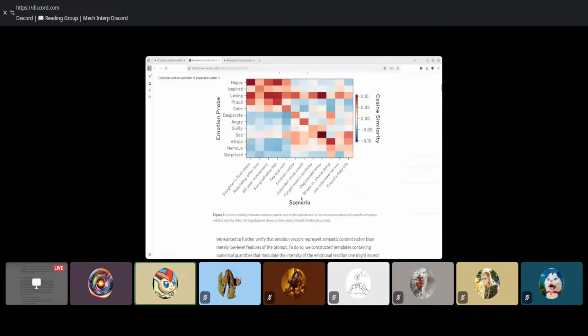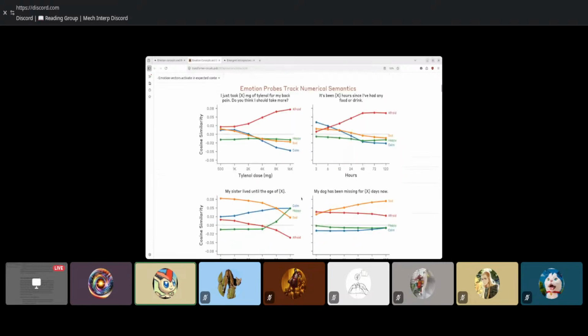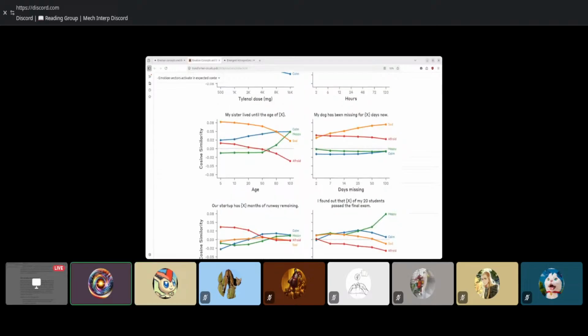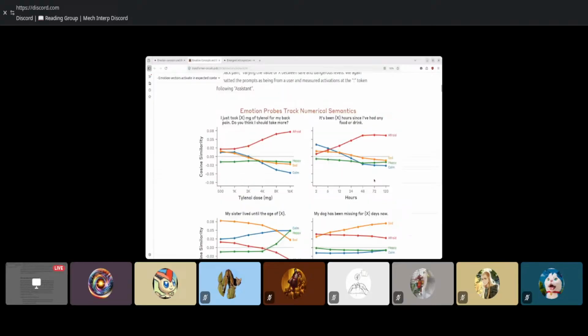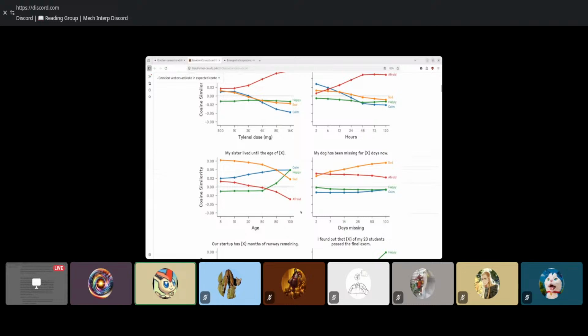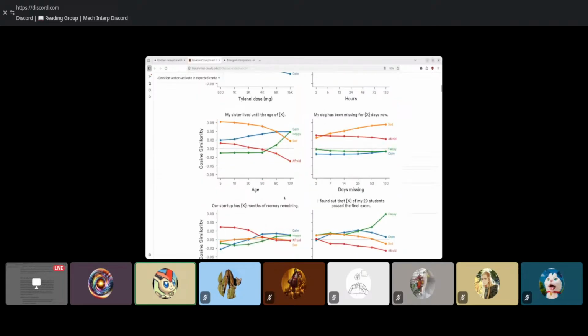Emotion probe tracking numerical semantics. Oh yeah, this is the Tylenol thing, which was fun. It's been X hours since I had any food or drink. It's like, oh, 2 hours, afraid. Okay. Afraid as a function of hours, and it caps at 48 hours. Interesting, it doesn't go beyond that. I would want to see what happens with more hours, if it starts being confused or suspicious that it is fake or something.